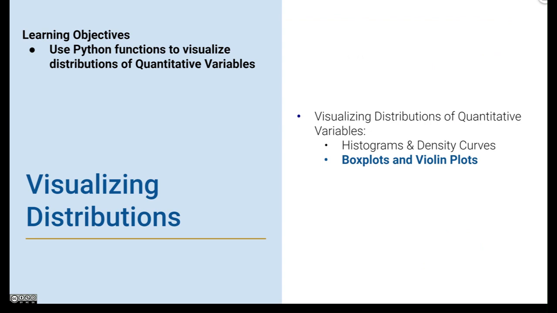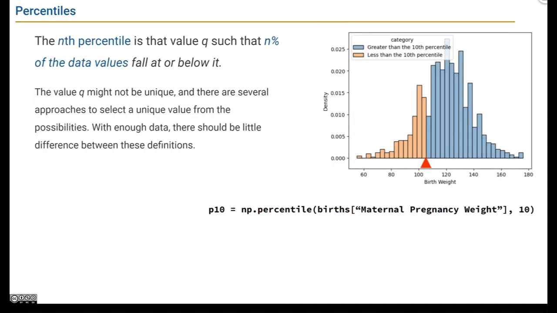Now we're going to look at how we can represent distributions of quantitative variables using what are called box plots and their counterpart, which are called violin plots. So before we can show you this visualization, we need to define what are called the percentiles. In this example, I have shaded in orange the part of the histogram where 10% of the data lies. And you can see that we're going to call the 10th percentile here this exact value. It's actually 105. This is 105 ounces for the babies.